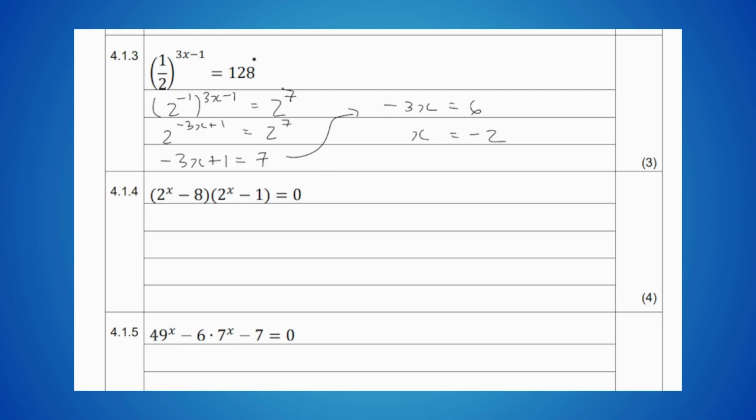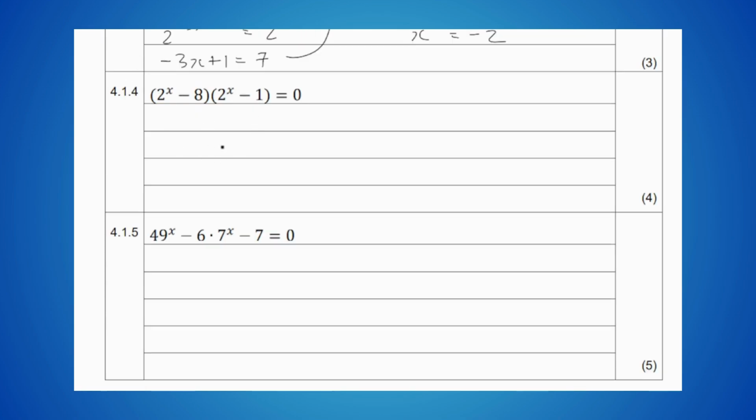You could have also changed 1 over 8 as a half to the power negative 7. It would have given you the same answer in the end. Then this question was already factorized for you. So you know the first bracket is 0, or the second bracket is 0. In other words, 2 to the power x is 8, which we know is 2 to the power 3. Therefore, x is 3. And in this one, you have 2 to the power x is 1, which we know is 2 to the power 0. This is our manipulation that we love using whenever you have a 1 and you're working with exponential equations. So x is 0.